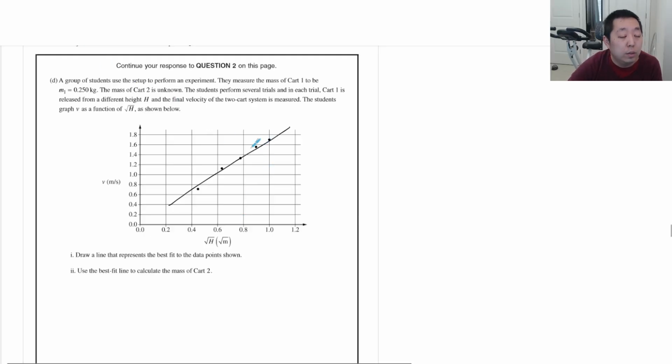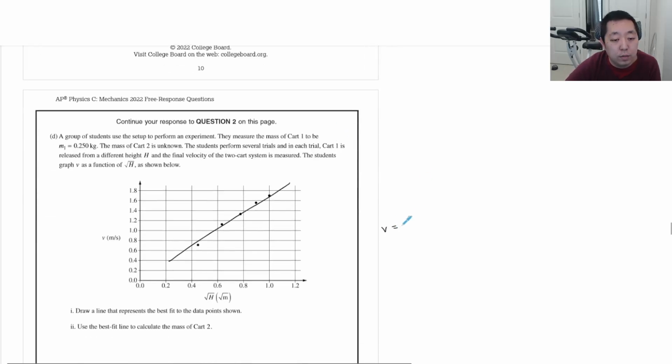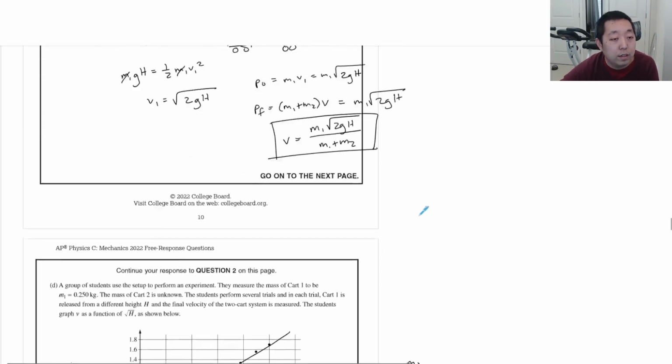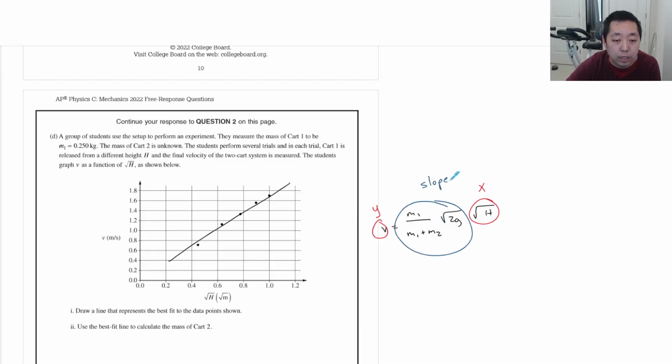Okay, so what do we have here? Well, we look at our equation, right? So our v was equal to m1 over m1 plus m2, times root 2g root h. If you couldn't derive it, they gave you the equation. So if you say this is my y value and this is my x variable, that's my x and y axis, then the slope tells me this thing right here.